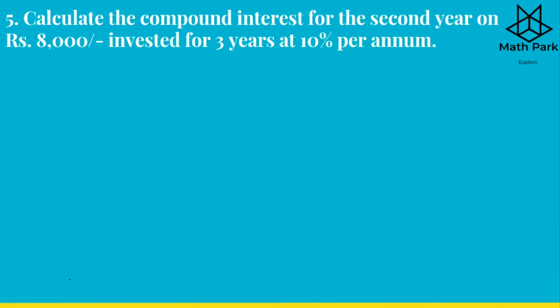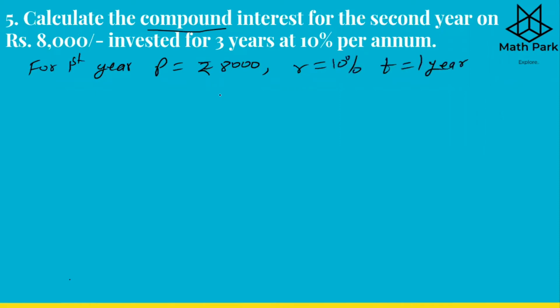Moving to question number 5, calculate the compound interest for the second year on rupees 8,000 invested for 3 years at 10% per annum. So you are simply asked to calculate the compound interest for the second year. So we start with the first year. For first year, your principal is equal to rupees 8,000. The rate is 10% per annum. The time is equal to 1 year. We are going to calculate for first year.